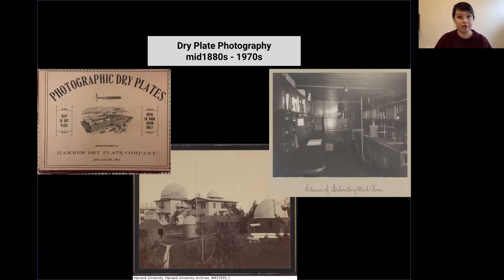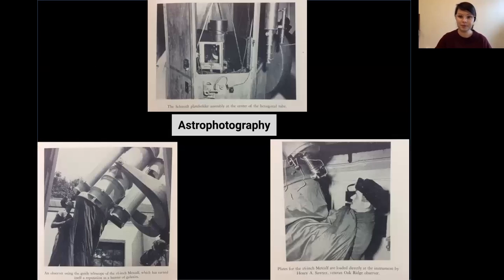And it was also better because you could expose your plate to starlight much, much longer. So you could get really faint stars showing up on your glass that you couldn't even see with your eye, because your eye doesn't collect light over time like a glass plate would. So this was really valuable technology for astronomy at the time.